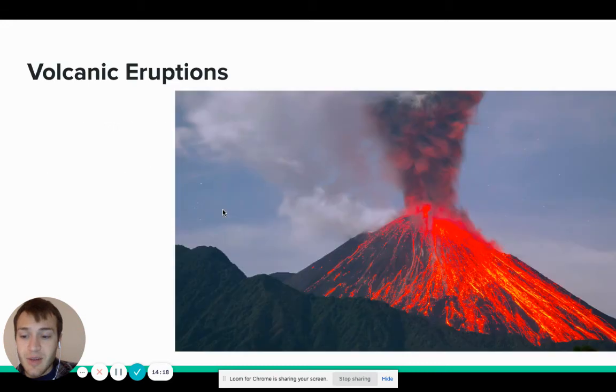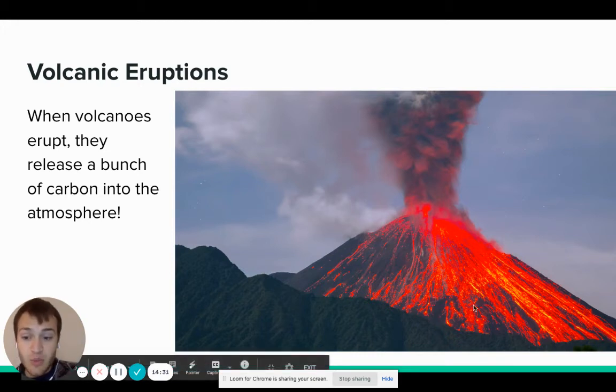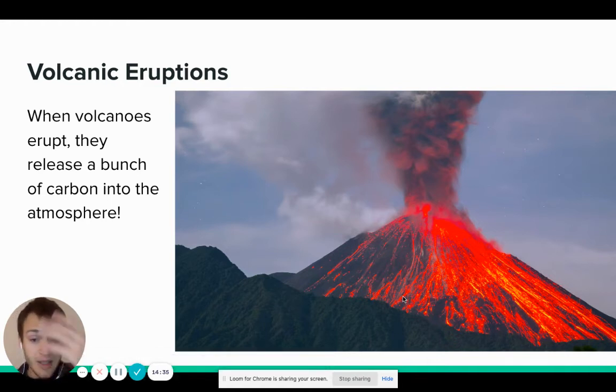And then the other way that carbon leaves the geosphere is through volcanic eruptions. So when volcanoes erupt, they release a bunch of carbon into the atmosphere. So this is a really, really big way that carbon leaves the geosphere, leaves land, and goes into the atmosphere. It's through volcanic eruptions.